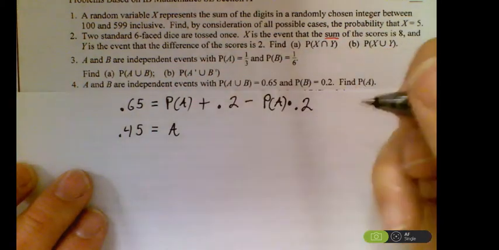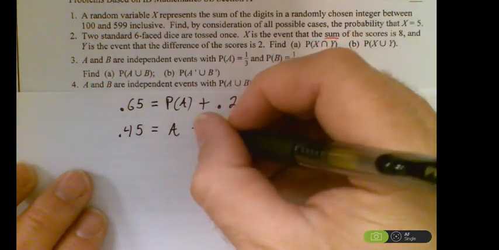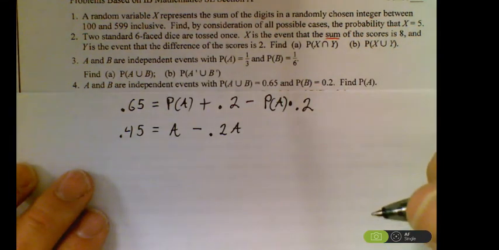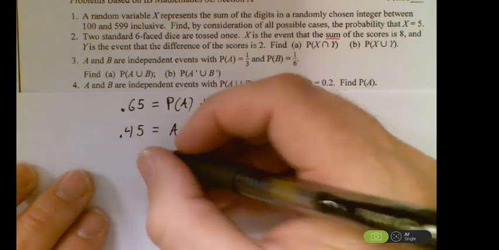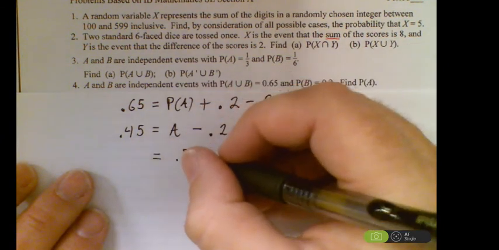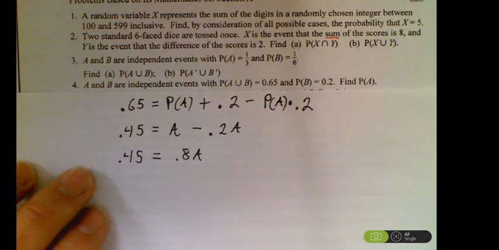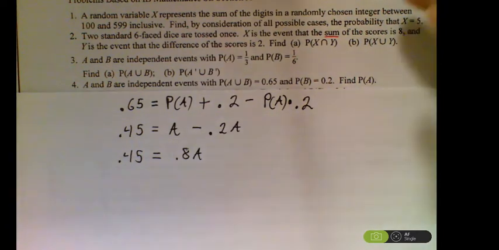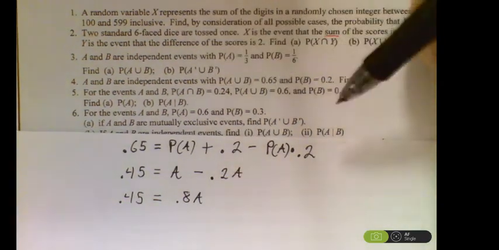Clean up the notation on the right side. So I'm just going to call that A, and I'm going to call that 0.2A for that group on the right side. Cleaning that up, it's 1A minus 0.2A, which is 0.8A. And now if I just divide that 0.8 over to the left, we have our solution for the probability of case A. So moving down to number 5, for these events, again, we're given some more information.